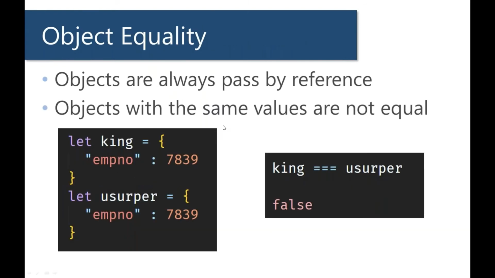Okay. So as I just mentioned, objects are always passed by reference, not passed by value. And so two objects, even with the exact same values, cannot equal each other. We have to write some custom logic to make that happen.